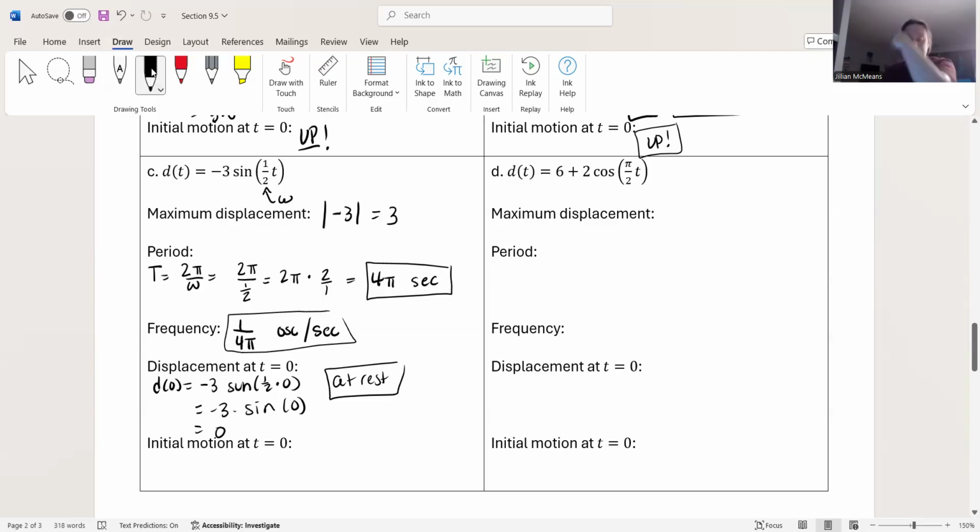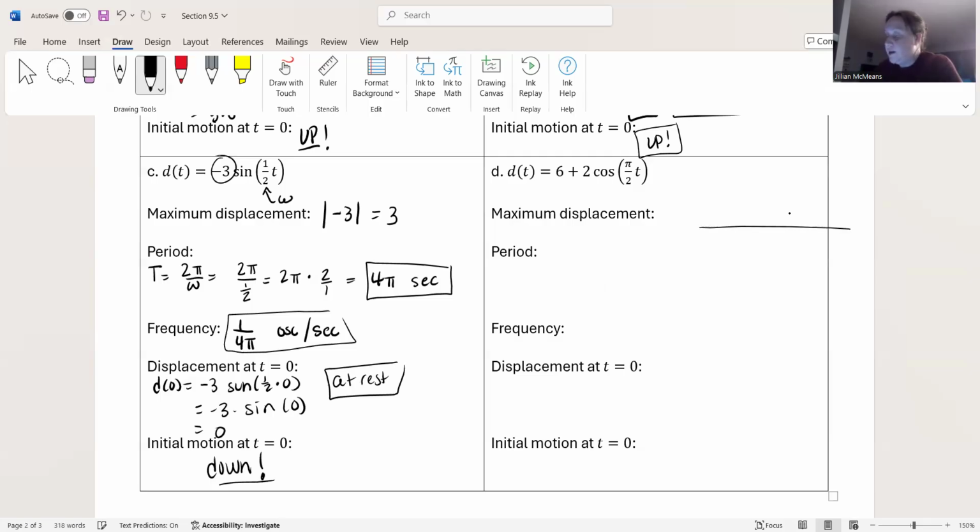Okay, and then finally, the initial motion at rest, we have a -3 on our sine function. So that means we start at rest and then we immediately go down. Okay, so our initial motion would be down. Okay, now the last one is a little bit weird. Okay, so this one is a situation where it's kind of like a vertical shift. So if you're just thinking graphs, like if we're back in section 7.8 and we're talking about our graphs, this is a situation where we have a vertical shift, okay?